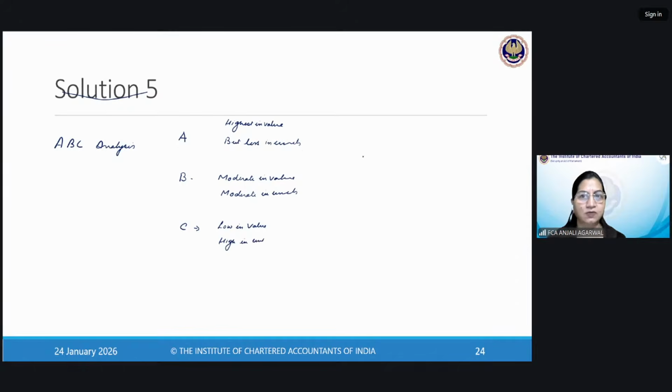So what will you do? You will take all the units and calculate for all raw material what is the percentage of the total units. Okay. I'll stop sharing this. Let me share the study material with you.